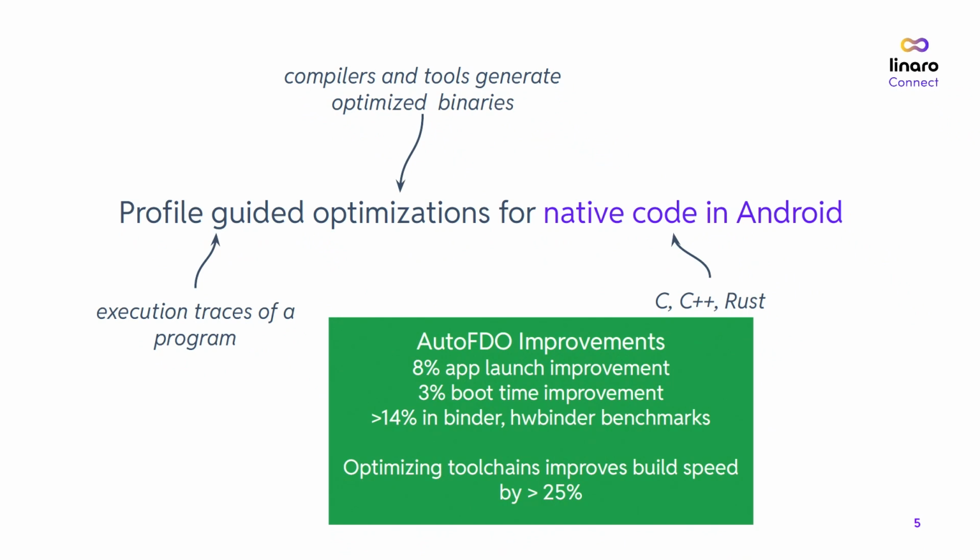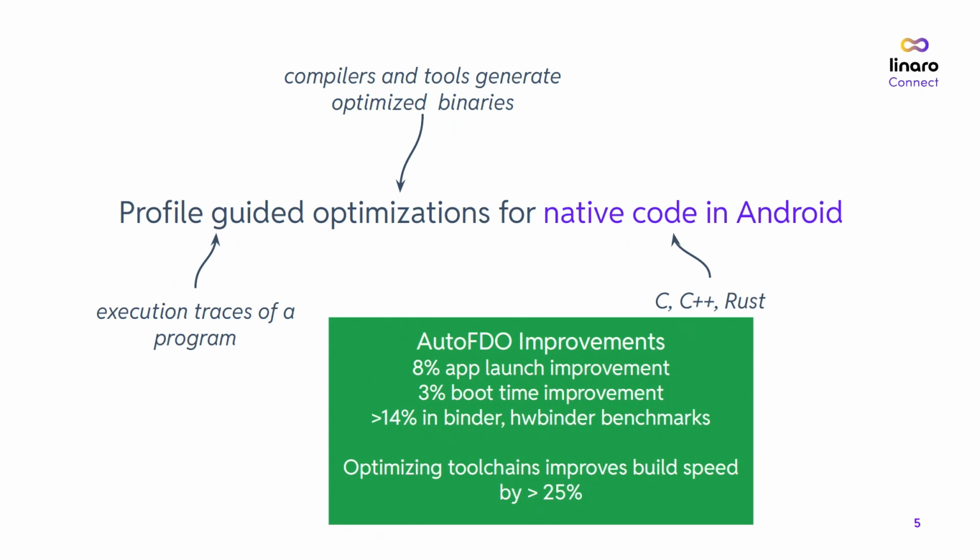We saw an app launch time, which is the time it takes from when a user clicks an app to the first draw on the screen, improve by 8%. Turns out that's a key metric for user engagement and revenue driver for applications. Our boot time improved by 3%. And benchmarks that were targeting the binder and hardware binder libraries improved by more than 14%. We also optimized our host toolchains that are used to build code that runs on the device. So optimizing the host toolchains improved our build speed by more than 25%.